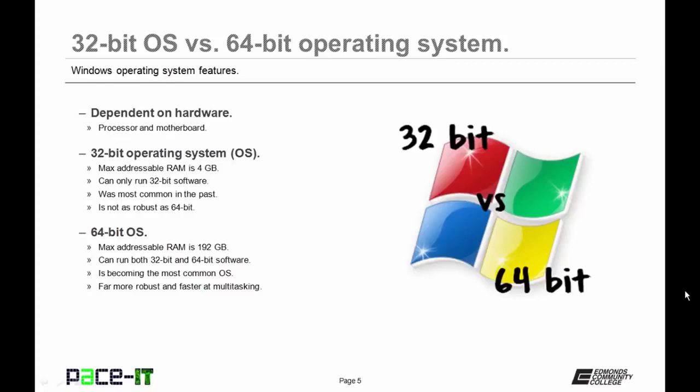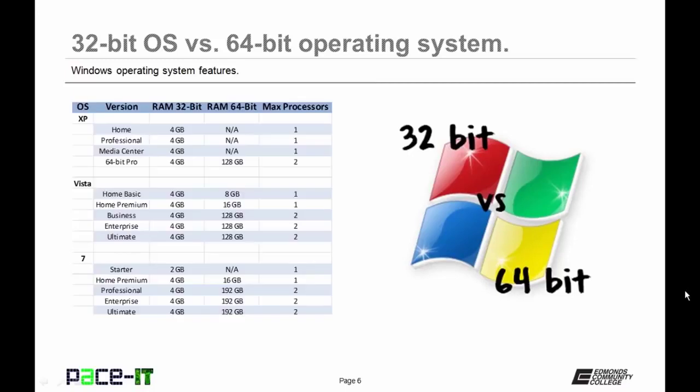64-bit operating systems allow you to address a maximum of 192 gigabytes of RAM. Man, that's a lot. You can run both 32-bit and 64-bit software. It is becoming more and more common as we move into the future, and it's far more robust and much faster at multitasking than a 32-bit operating system. Now here's a slide that shows how much RAM each version of Windows will address, and also how many processors. If you notice, Ultimate and the Pro versions are the ones that are best if you want a powerhouse system.